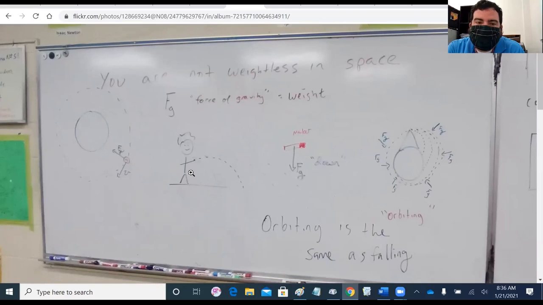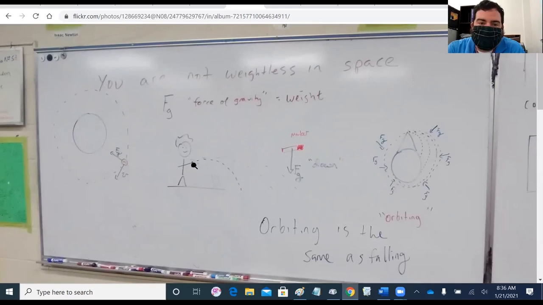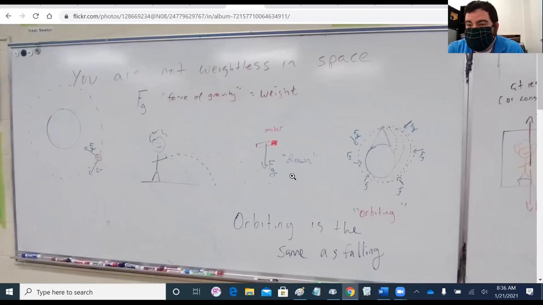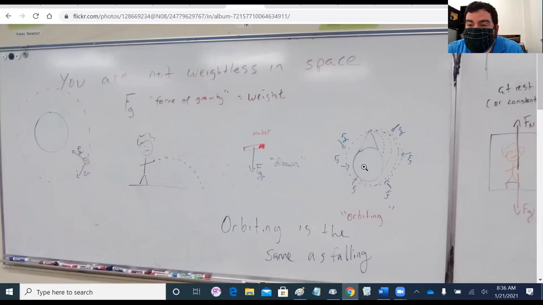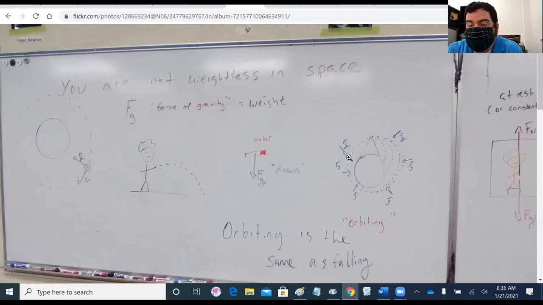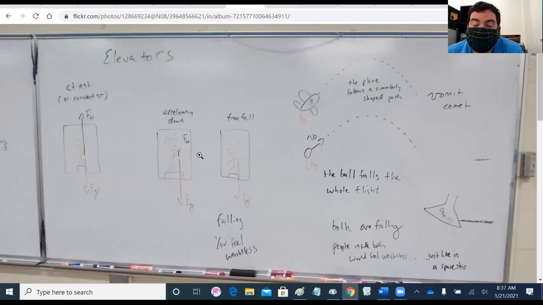If we agree falling equals feeling weightless, then something thrown, like a whiteboard marker, should be weightless if it could feel. And something orbiting should be weightless because it's falling the whole time. So that's the reason people in space feel like they're weightless. They're just like our person in an elevator. They don't feel a normal force. They feel weightless.